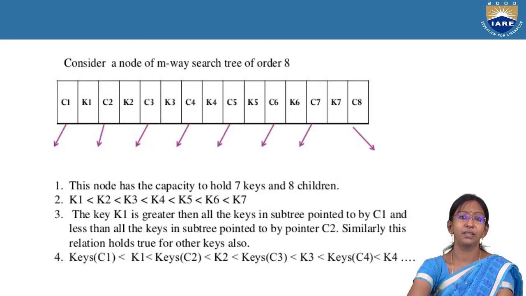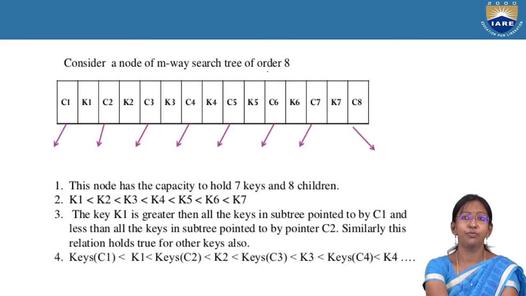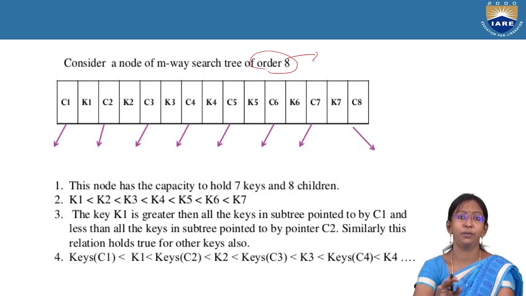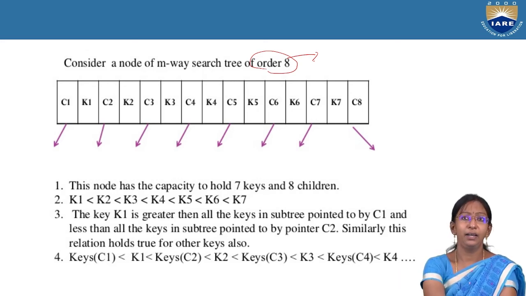And the properties are like this. Have a look at this one. An M-way search tree of order 8 will have 8 children. Order specifies the number of children. And if it is order n, you can have n minus 1 keys.